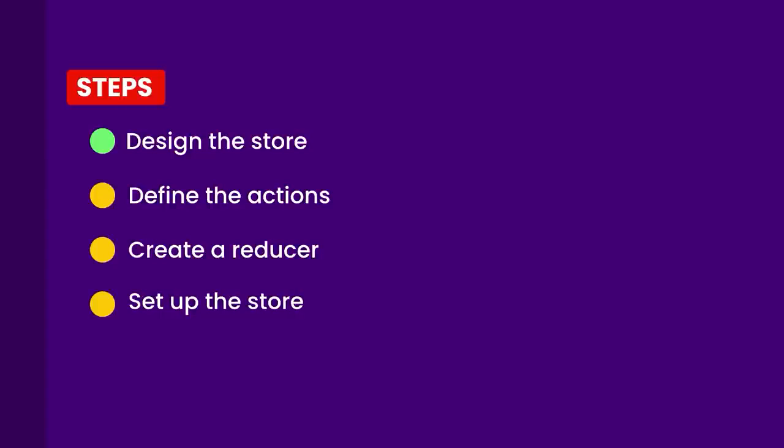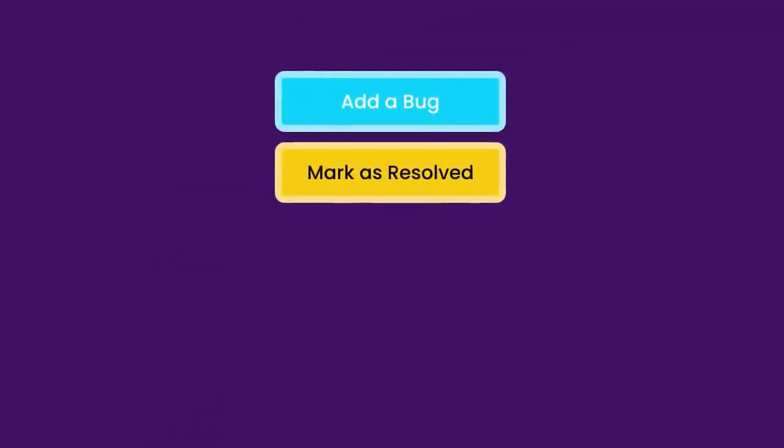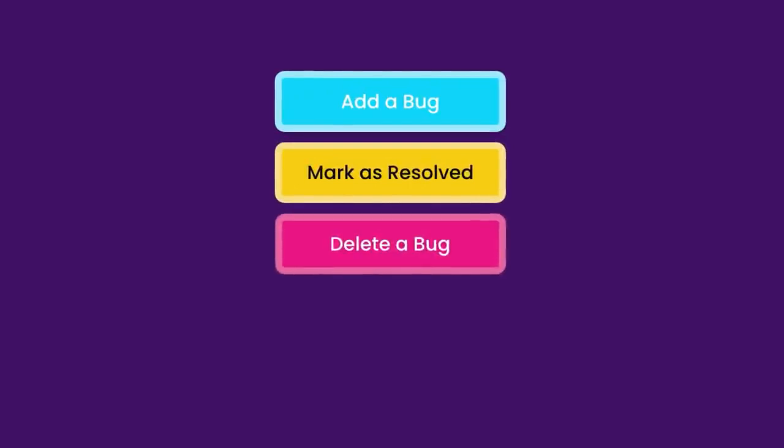Now, the second step is defining the actions. What are some of the actions that a user can perform in our bug tracking application? Well, they can add a bug, they can mark a bug as resolved, and delete a bug. Now, in a real-life application, we could have many other types of actions. For example, the user can change the status of a bug, they can filter the list of bugs, they can change the sort order, and so on. For now, let's just focus on these actions.